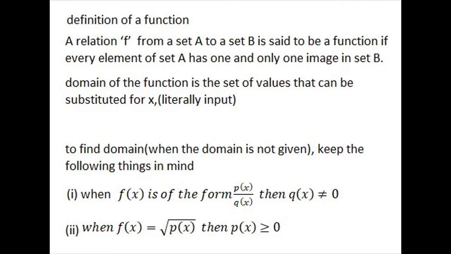How to find the domain when the domain is not given? Most of the time the domain is given. Say A equals 1, 2, 3, 4, or A is the set of positive real numbers, or A is between minus 3 and plus 3, both included. Sometimes it may be given like this, but if they say the function is on real numbers, find the domain, then keep in mind the denominator of a rational function. If the function is like p of x by q of x, then q of x is not at all equal to 0. And if there is a square root, whatever is inside the square root should be greater than or equal to 0. Negative values inside the root are not real, so we have to avoid those things.